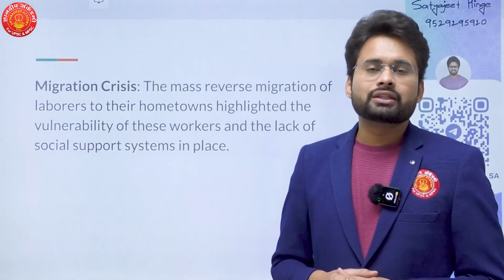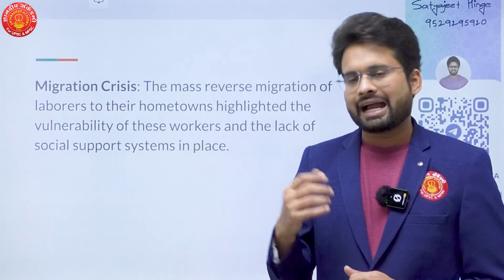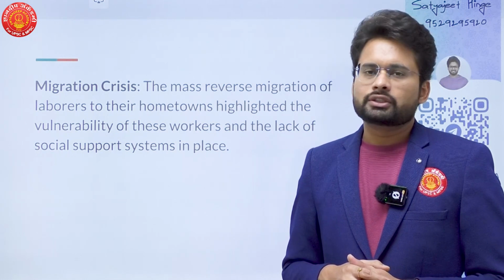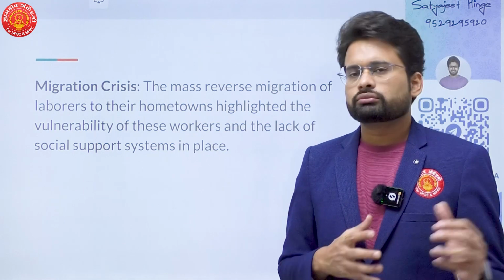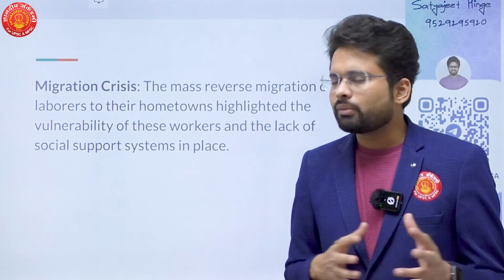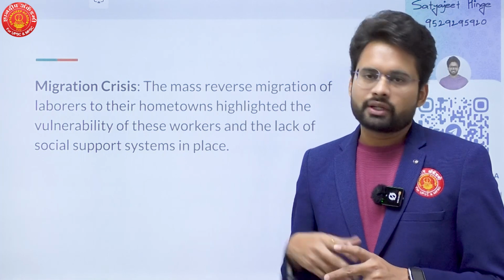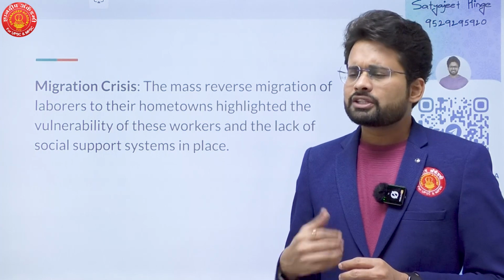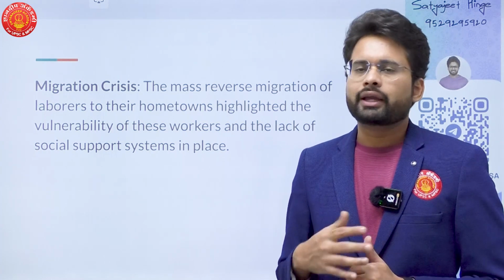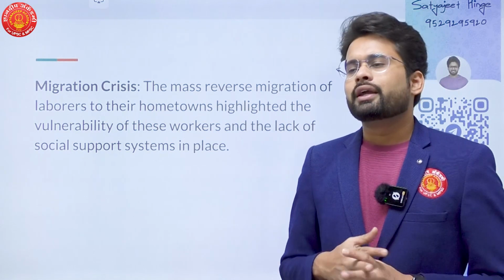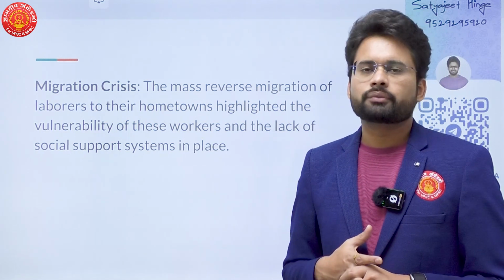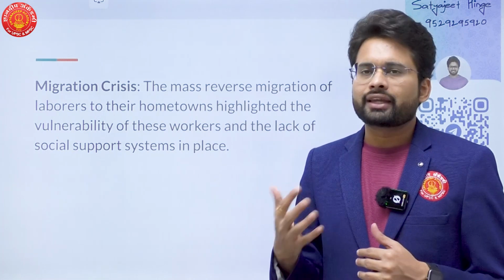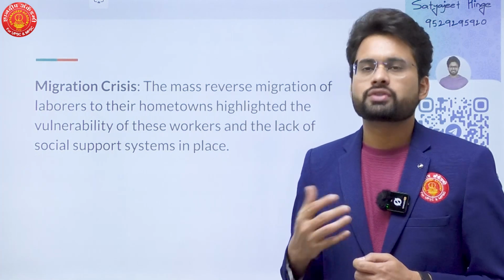Then the migration crisis was another important factor which led to poverty and income inequalities. As the lockdown started, it led to huge waves of informal and casual labor migrating to their respective states. We observed these reverse migration waves from Mumbai, Ahmedabad, Bangalore, etc., to their respective hometowns in UP and Bihar. As the transport facilities were shut down, they chose to walk or cycle to their home places, which were at least 1,000 kilometers away.